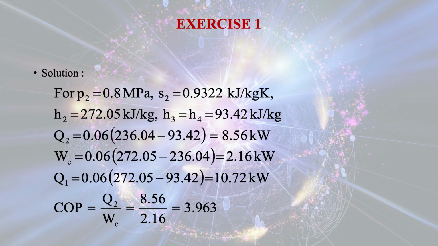WC is the work done onto the refrigerant by the compression, which is equal to the mass flow rate multiplied by the work done by the compressor per kg of the refrigerant. So WC is equal to 0.06 multiplied by 272.05 minus 236.04, that is equal to 2.16 kilowatt, and Q1 is equal to 0.06 multiplied by 272.05 minus 93.42, that is equal to 10.72 kilowatt. So for the COP, the net refrigerating effect is Q2.